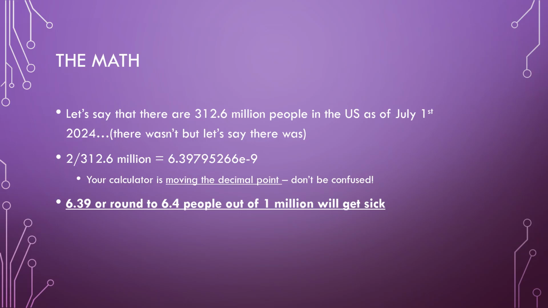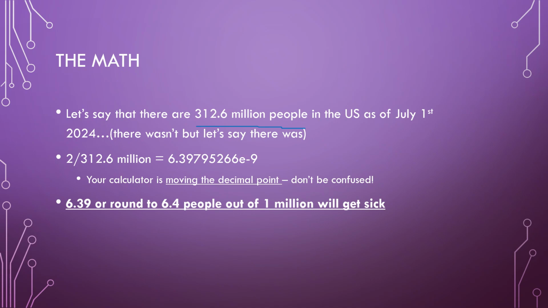Let's take a little bit of an example here of what you might see when you do the math. So let's say that there are 312.6 million people in the US as of July 1st, 2024. That is not the correct number. Please don't use that number. You will have to Google it. But let's say that it was. We are going to take something like 2 new cases divided by 312.6 million.